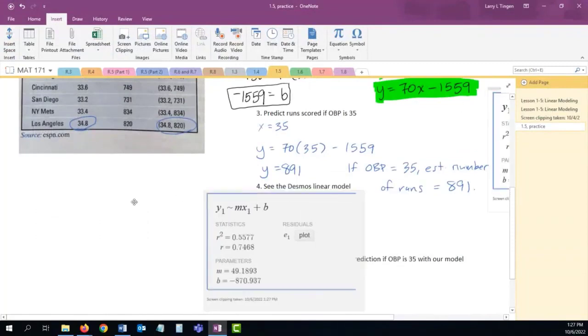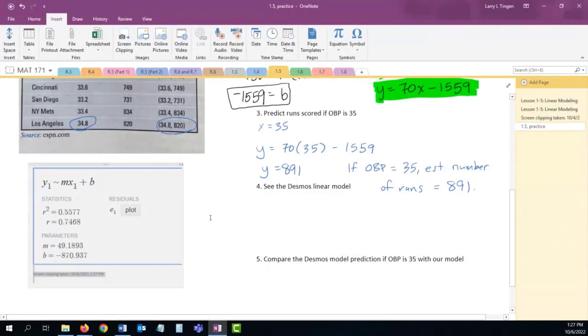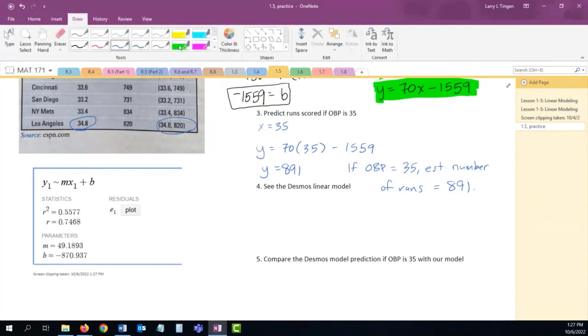Okay, so Desmos spits back these numbers. What I'm looking for is the linear model, and I have two numbers here: my slope, my parameters, and my y-intercept. That's it. I just need those. They gave me the format. This is a linear equation, so I'm just going to plug these numbers in up here.